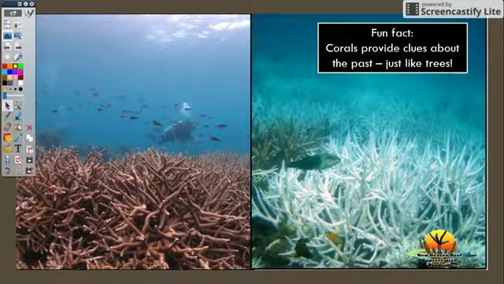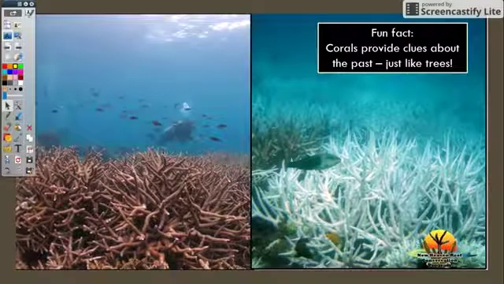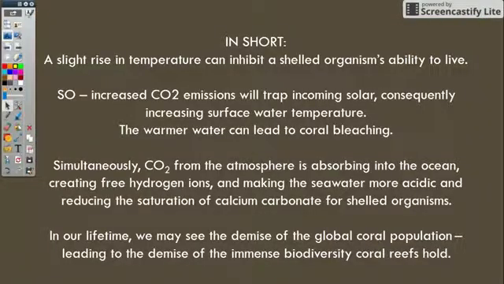Coral bleaching can also occur from being way too close to the sun. It can occur from the water being way too cold, and then it can occur from excess pollution as well. So in short, and to wrap things up, a slight change in temperature can really harm a marine organism's ability to live. So increasing the amount of carbon dioxide in the air is going to increase incoming solar radiation because it's a greenhouse gas, which can eventually lead to something called coral bleaching.